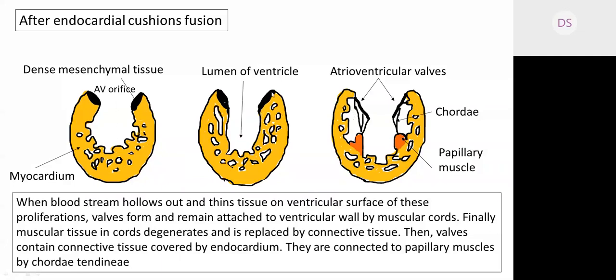Slowly, the proliferations which came up near the endocardial cushions will start having some amount of hollow areas, because of which the muscular tissue in the cord gets degenerated and replaced by connective tissue. And slowly these valves, which had the endocardial cushions, contain connective tissue covered by endocardium. And slowly, because of this bloodstream making this area hollow, you have the structures of chordae and papillary muscle developing. So finally, what you have is the connective tissue, which is covered by the endocardium.